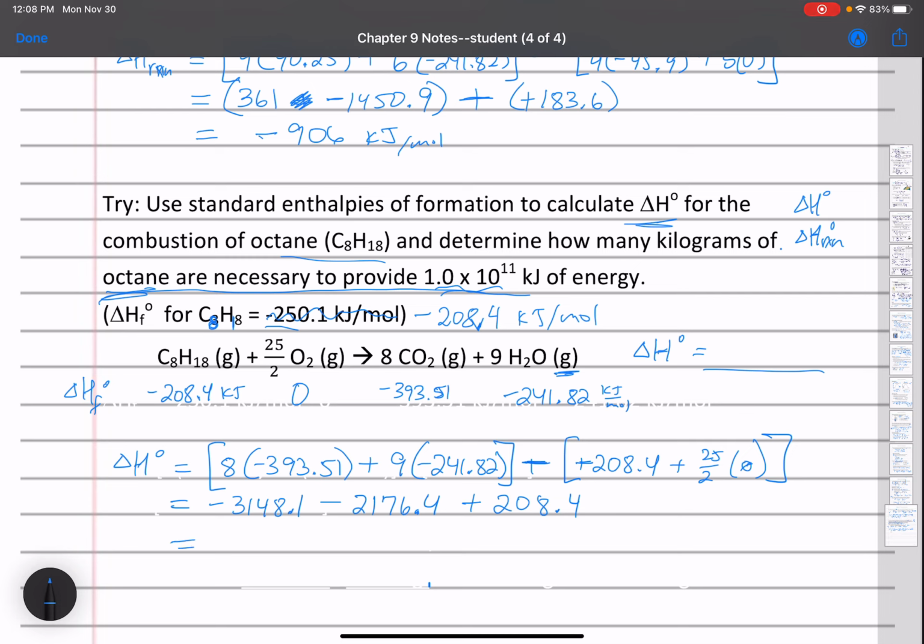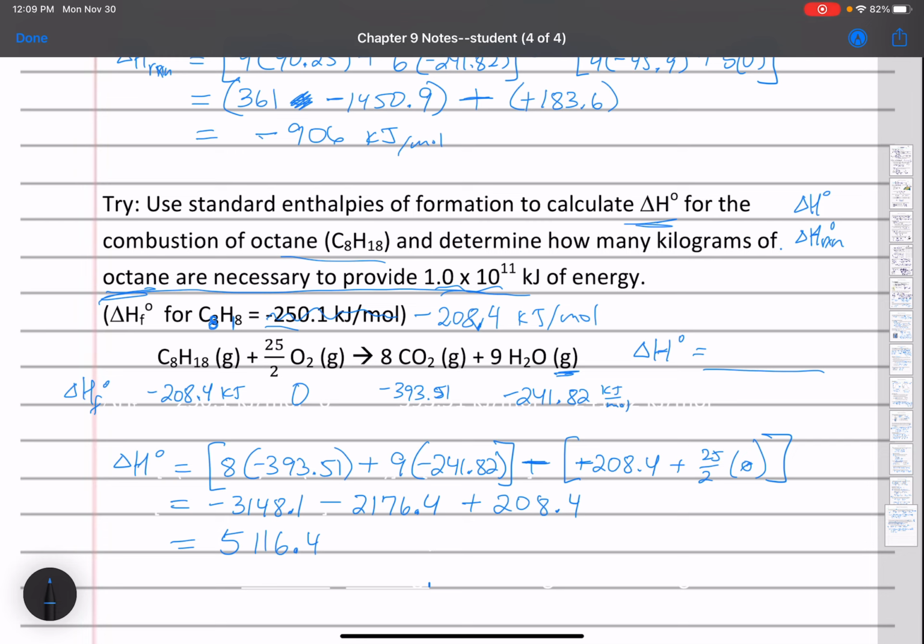All right, so now I just need to plug those into my calculator. And it's going to be a little different than my number in my notes because I was using propane for some reason. 3148.1, 2176.4, 208.4. So we get 5,116.4, but I need to round that to sig figs here.